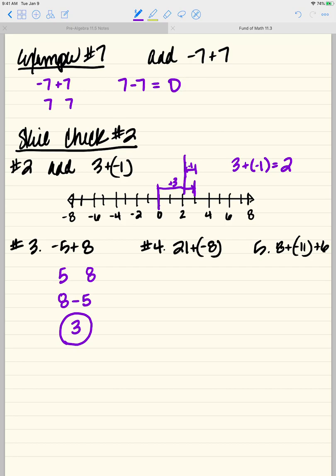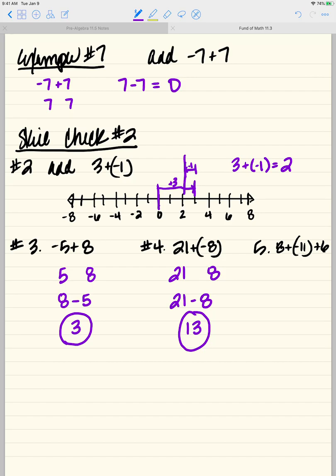Number 4, 21 plus -8. What's the absolute value of 21? 21. What is the absolute value of -8? 8. Which one is bigger, 21 or 8? 21. So we do 21 minus 8. 21 minus 8 is 13. Which one had the higher absolute value, 21 or 8? Well, 21 did. In our original problem, 21 is positive, so our answer stays positive. 21 plus negative 8 is 13.